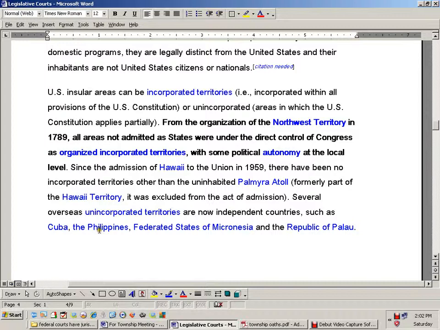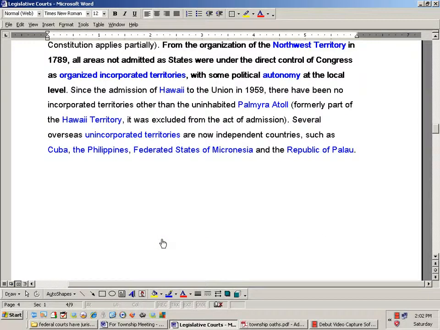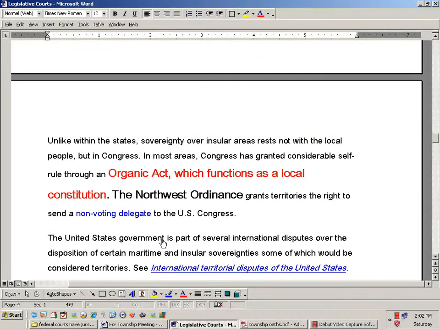I don't know. Unincorporated territories that have become countries. That's what you're going to do to your township. It'll be an unincorporated territory. It's going to become its own little country. No, I don't want to say that. We're actually part of the country of the U.S. We're just a territory in it.